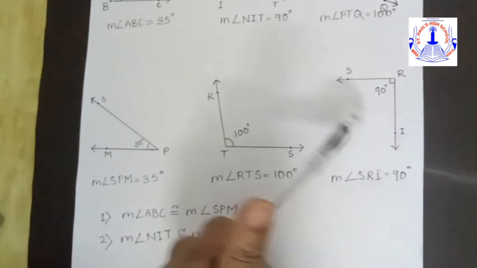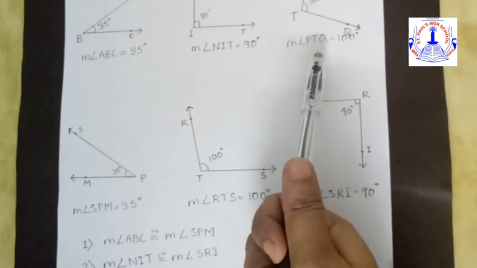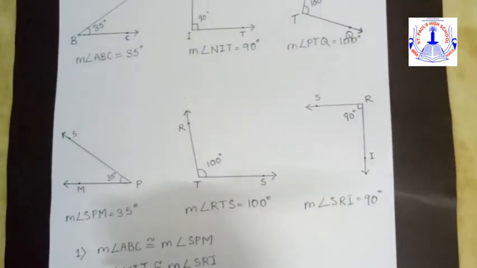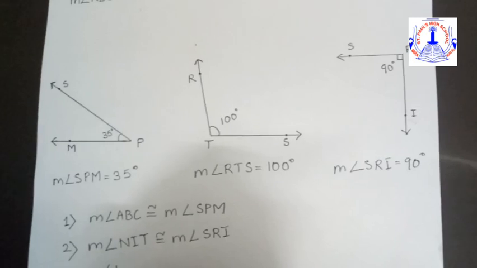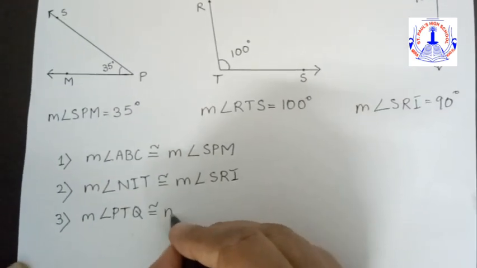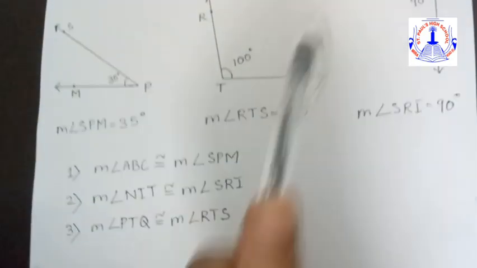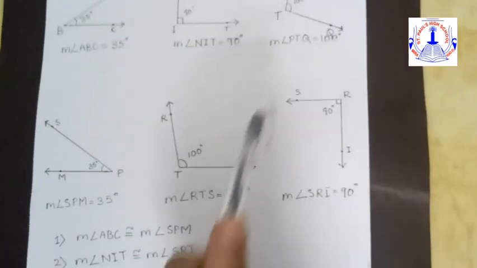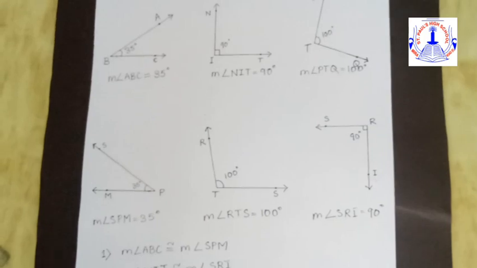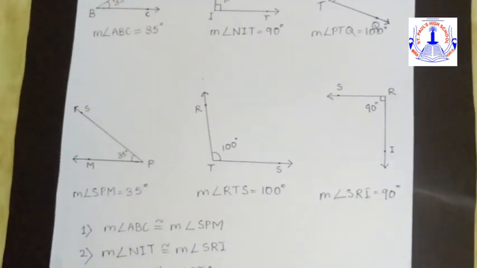Measurement will be equal, then the angles will be congruent. The third one, measure angle PTQ is 100 degree and measure angle RTS is 100 degree. So measure angle PTQ is congruent to measure angle RTS because both are of 100 degree. You can see both are of 100 degree. So these are the names of the angles of equal measure. If they have equal measure, then they are congruent.